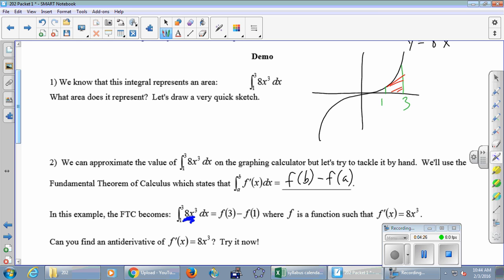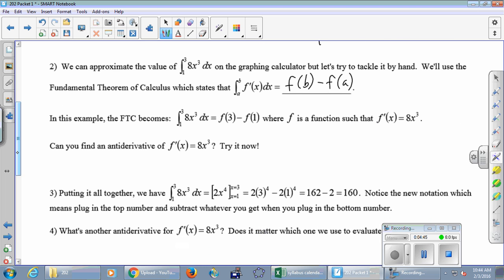Like f prime, right? We need to view 8x cubed as being f prime, and if we can somehow get our hands on the f function, then we'll be able to just plug in 3 and 1 and subtract. So this is what we are after: finding a formula for f so that f prime is equal to 8x cubed. And this is why antiderivative is the appropriate tool for our integral. So can you find an antiderivative of 8x cubed?